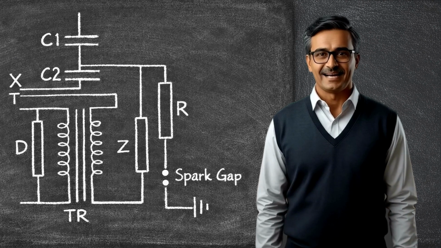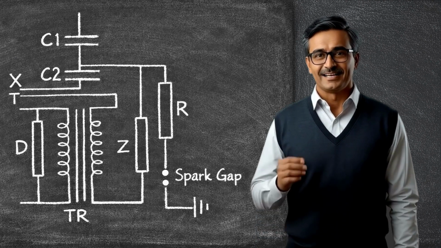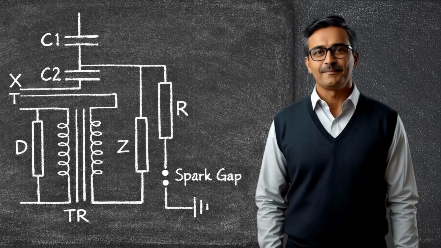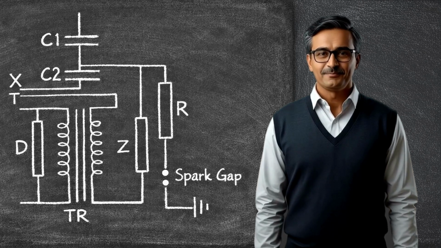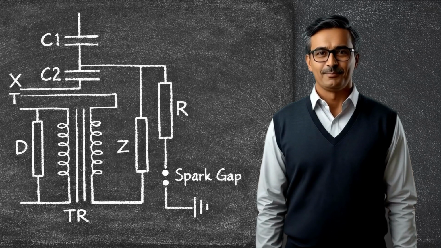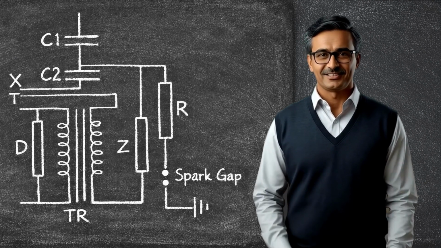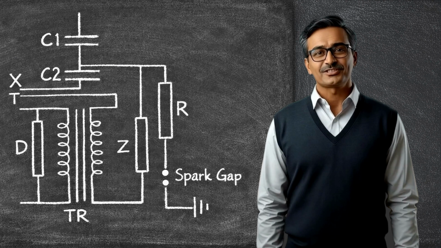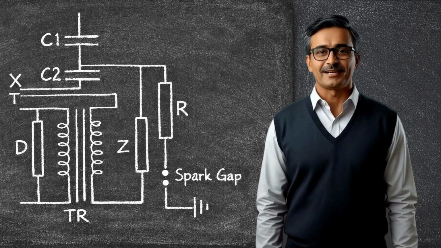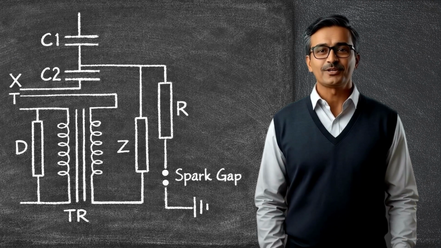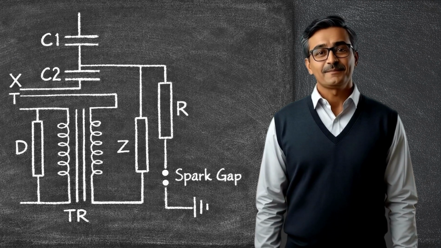Resistor R and spark gap. Now look to the right side of the diagram. We have resistor R and a spark gap connected to ground. These provide protection. When a surge or lightning impulse comes, voltage rises suddenly, spark gap conducts, excess energy goes safely to ground. The resistor limits current and protects the internal insulation.